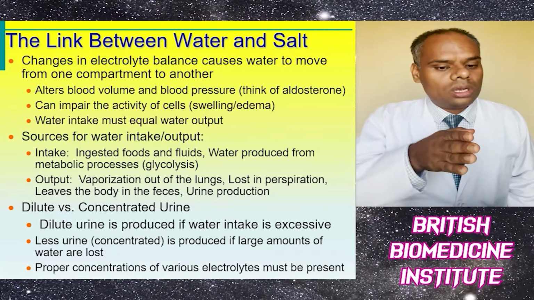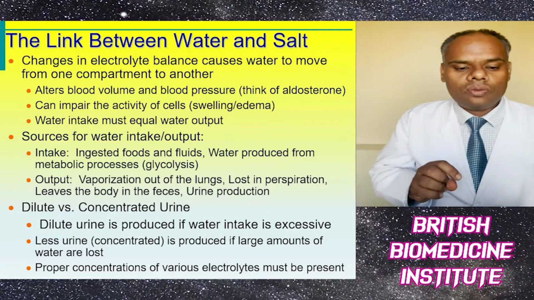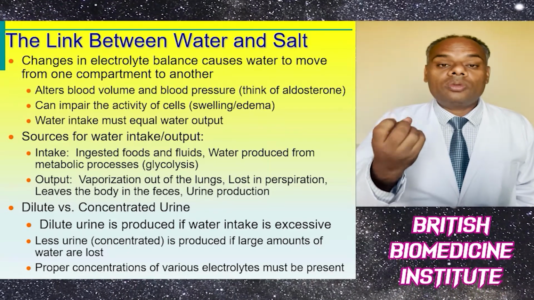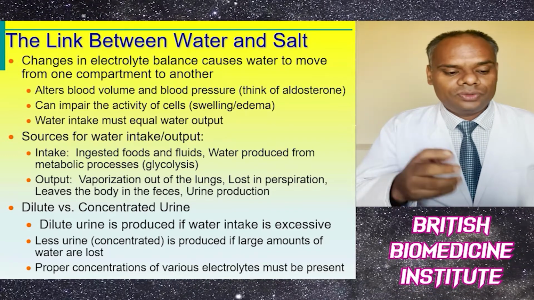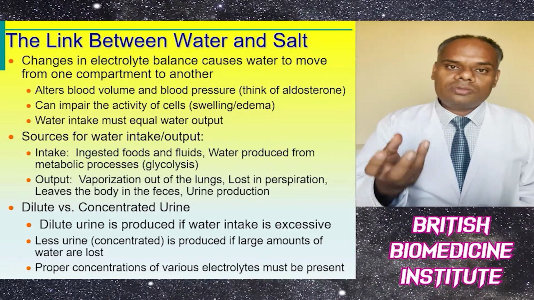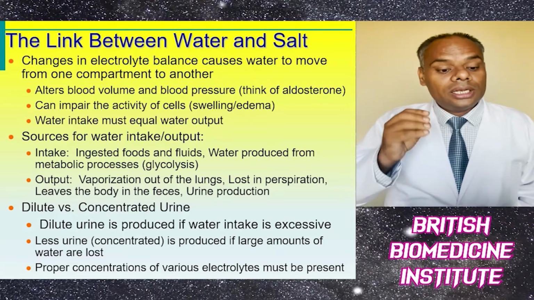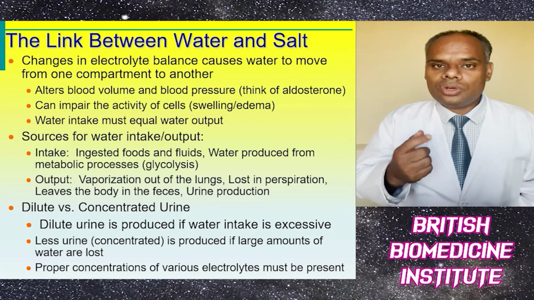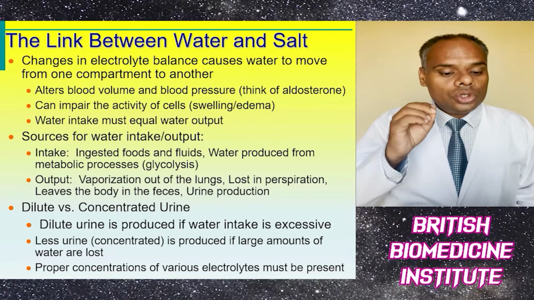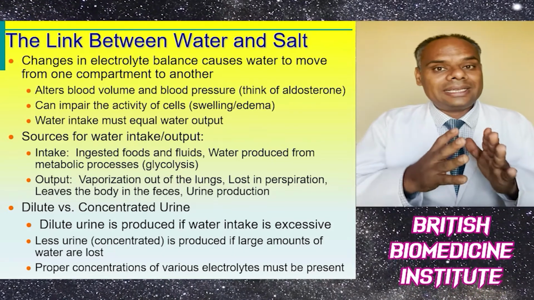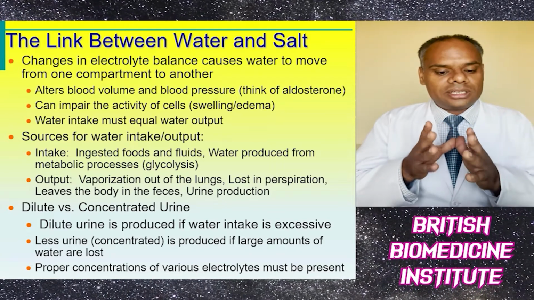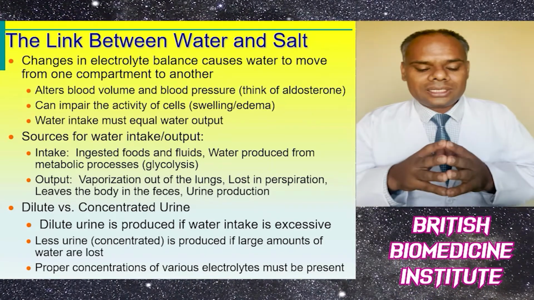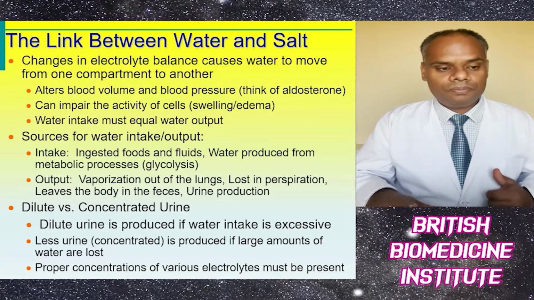Water intake must equal water output. The sources of water intake and output also depend. Intake includes your ingested foods and fluids, and water produced from metabolic processes like your glycolysis. Output includes vaporization out of the lungs, loss through perspiration, and leaving the body in the feces or urine production. Dilute versus concentrated urine: dilute urine is produced if water intake is excessive. Less urine, more concentrated, is produced if a large amount of water is lost. So the proper concentration of various electrolytes must be present.